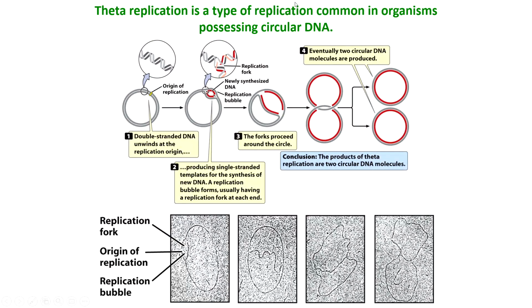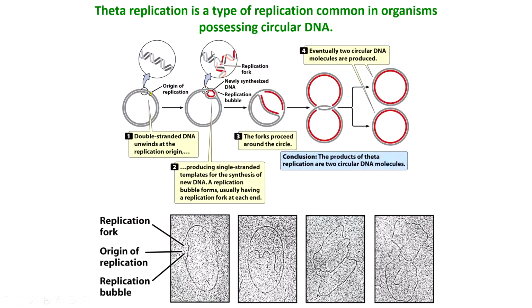Theta replication is a type of replication common in all bacteria that have a circular DNA. So all bacteria, and they also have to contain no nucleus. And so let's walk through this. Here's our double-stranded DNA, our regular parent strand. The origin of replication is a single spot where DNA is replicated. So initiation begins here. A replication bubble forms, which is basically a gap between the 2 double-stranded pieces of DNA where hydrogen bonds have been broken, and so we're separating the 2 strands of DNA.